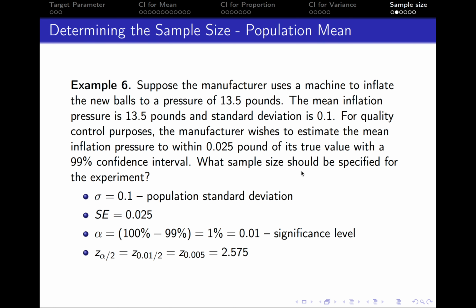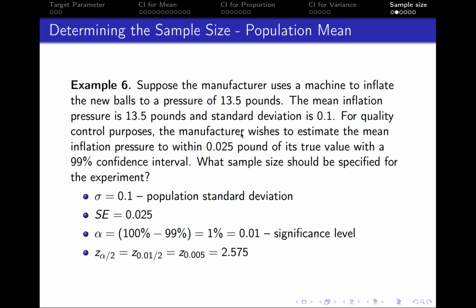So let's have a look at the example. Suppose the manufacturer uses a machine to inflate the new balls to a pressure of 13.5 pounds. The mean inflation pressure is 13.5 pounds and standard deviation is 0.1. For quality control purposes, the manufacturer wishes to estimate the mean inflation pressure to within 0.025 pound of its true value with a 99% confidence interval. What sample size should be specified for the experiment?